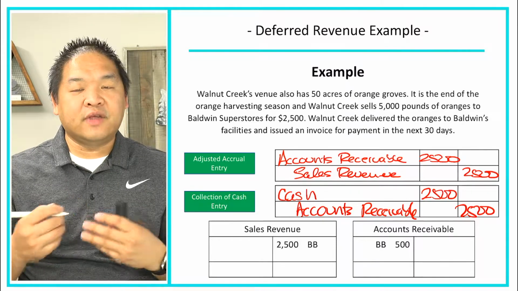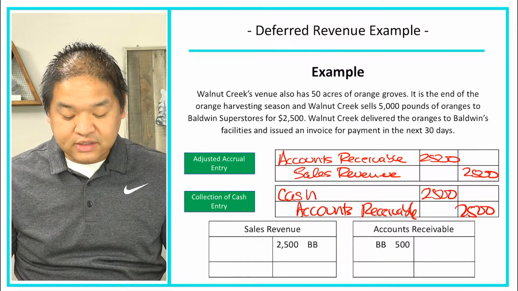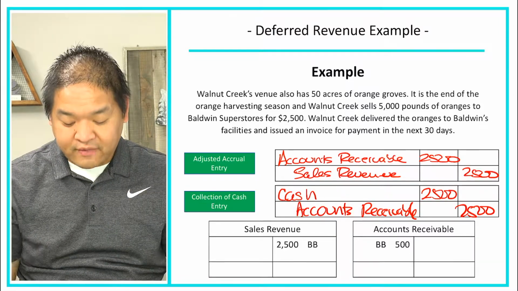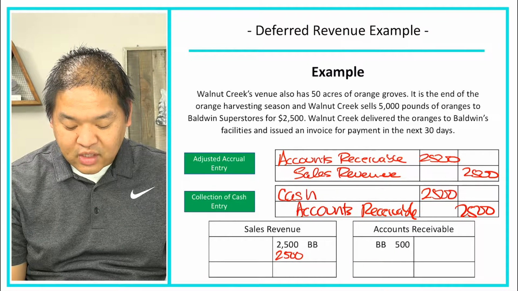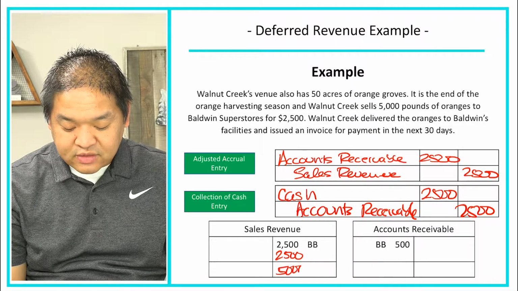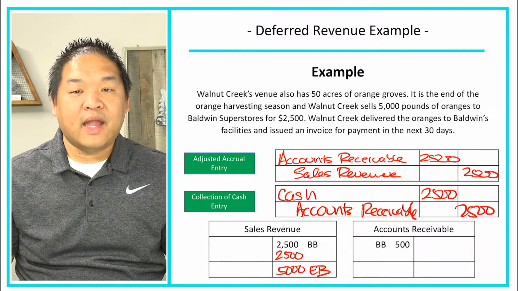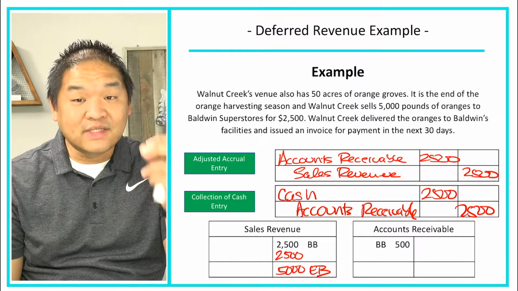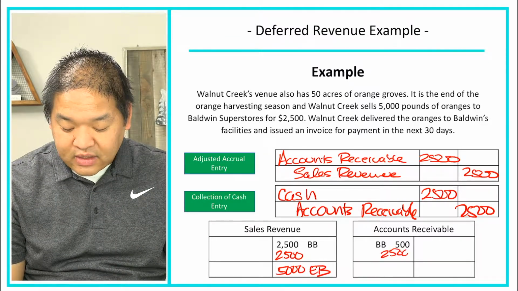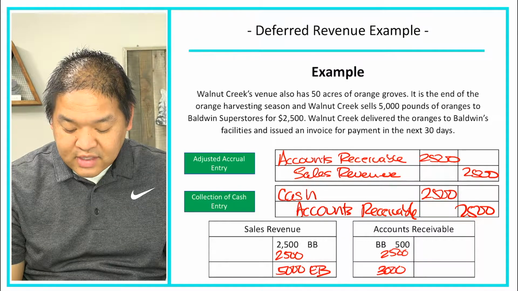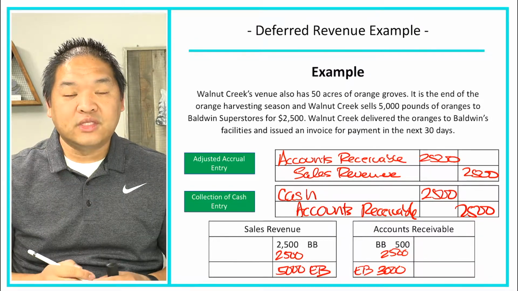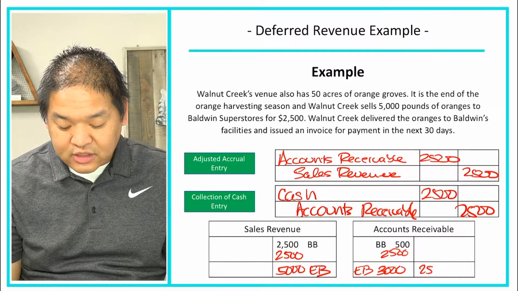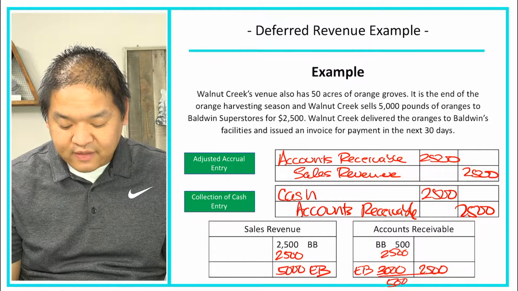So let's see how all of this would impact our T account. Notice that our sales revenue was at $2,500. Because of our adjusting entry, we need to book another $2,500, which would give us $5,000 as our ending balance. What about accounts receivable? Well, we debited $2,500, so that would give us $3,000 as an ending balance. But we did receive our $2,500 in another period. So when we do, we'll credit that $2,500 and that would get us back to $500.